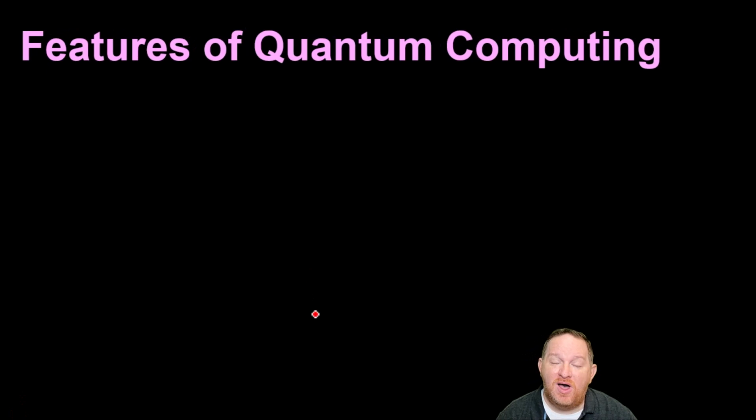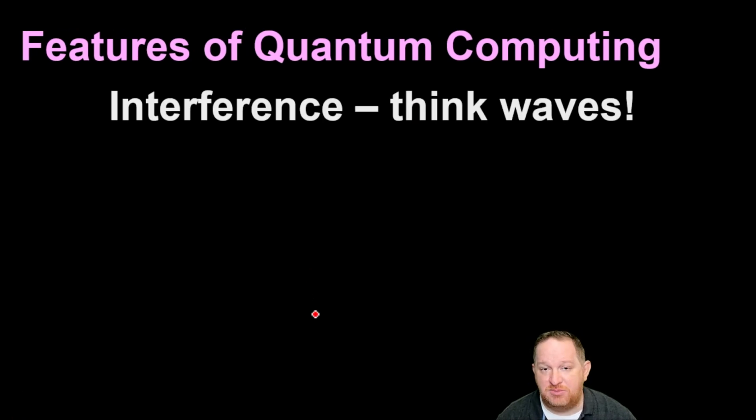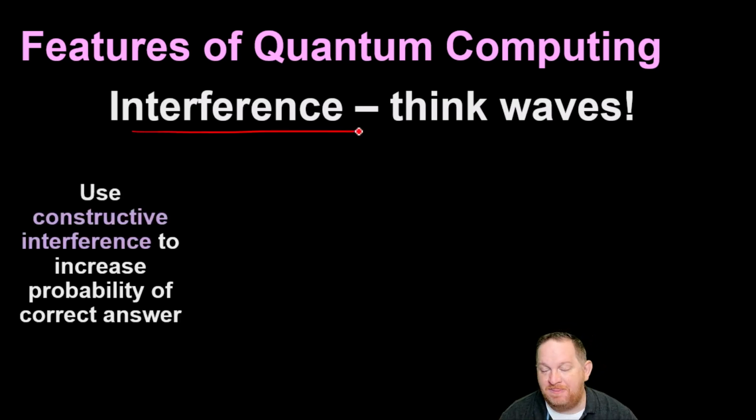Okay, so a few more features of quantum computing that we want to talk about. Interference. And when we talk about interference, I want you to think about waves, okay? So maybe think of a sound wave. Constructive interference increases the probability of a correct answer in quantum computing. All right, so what is constructive interference? Think of some ways.